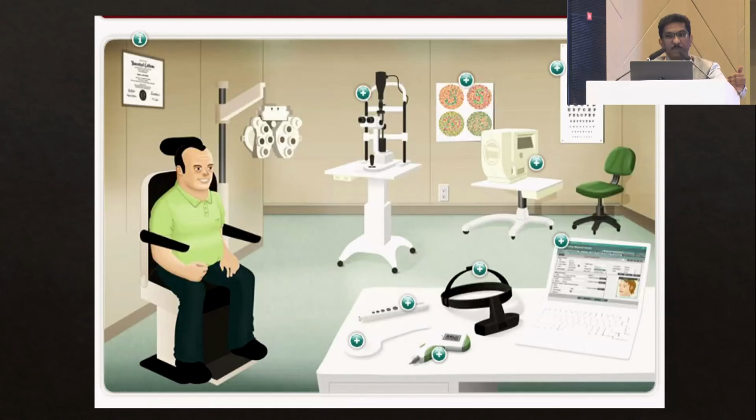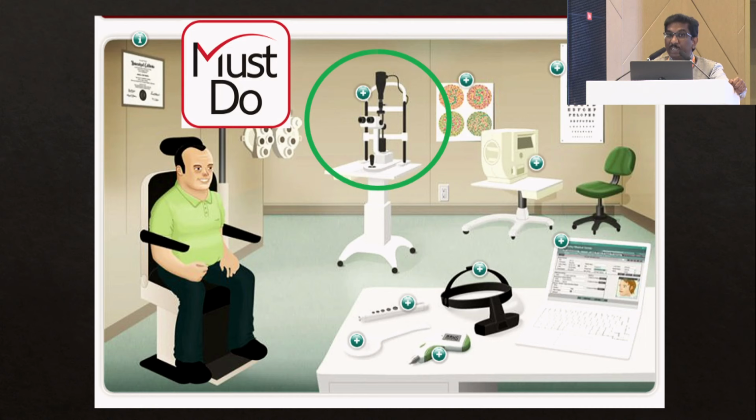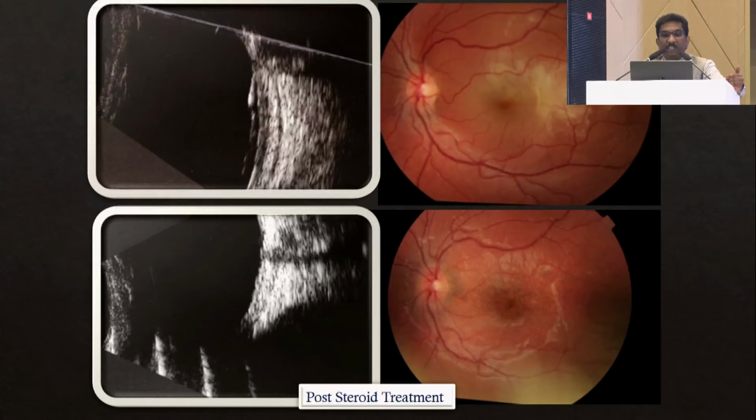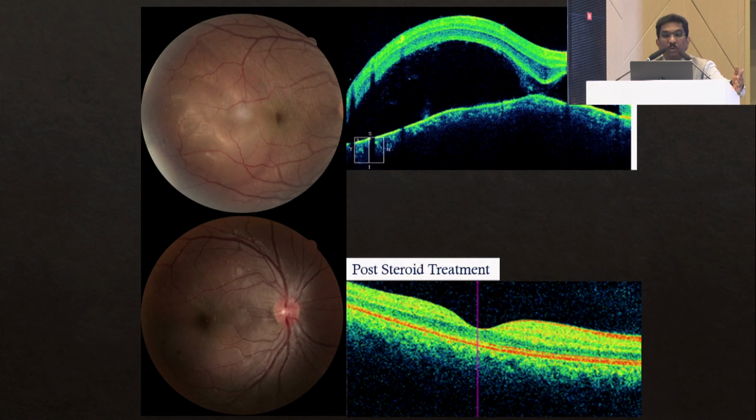The most important investigation was to do a good slit lamp examination because the patient had retroorbital cells. So the next logical investigation was FFA and B scan, and this patient turned out to be a case of posterior scleritis. A T sign was there on B scan. So this patient required a steroid. This is not a CSR, this is a posterior scleritis.